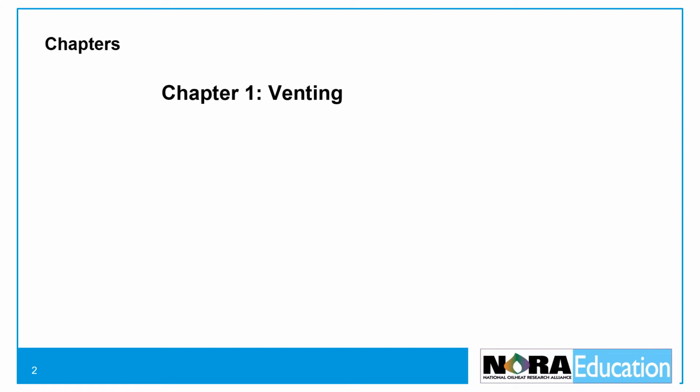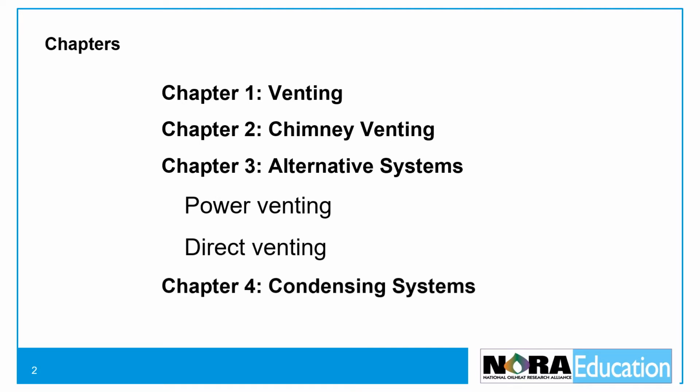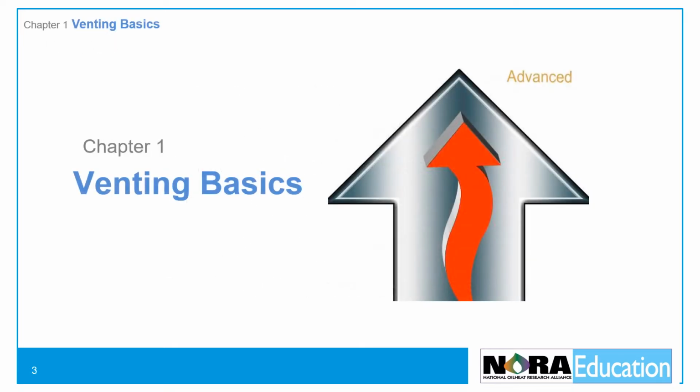Chapter 1 will talk about the basics of venting. Chapter 2 will cover chimney venting. Chapter 3 will cover alternative venting systems, which include power venting and direct venting. And Chapter 4 will talk about venting of condensing appliances. Let's start off with Chapter 1, Venting Basics.